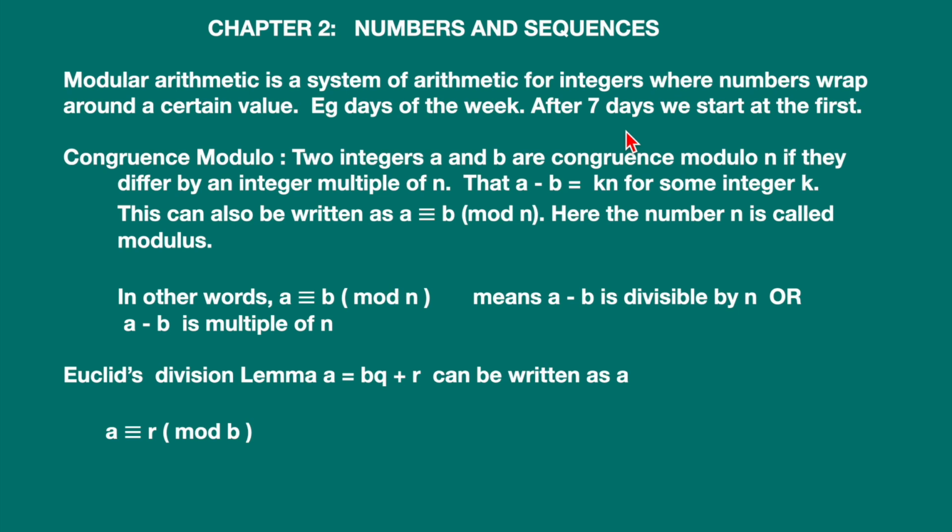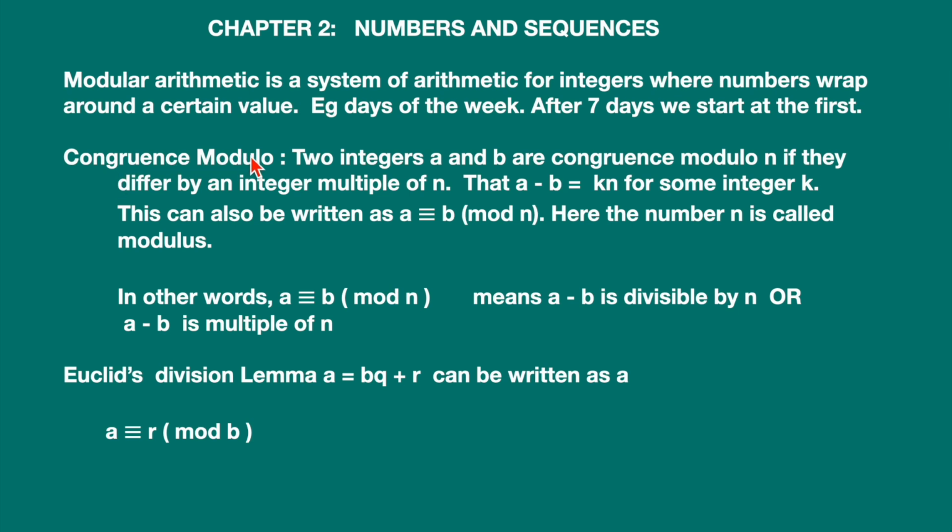Similarly, you will find many examples like the 12 months of the year. We'll say after the 12th month, December, we will not say 13th month, 14th month. We will again go back to the number 1, first month of the year. So this kind of arithmetic is called modular arithmetic.